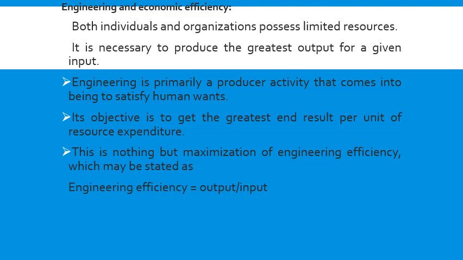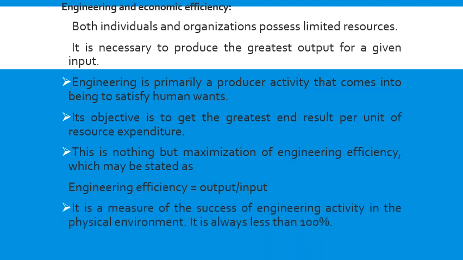Can it ever be 100%? The answer is no. It is always less than 100% because there are engineering energy losses and efficiency losses. Many factors will come into the picture. As a result, efficiency will never be 100%. It is always less than 100%.